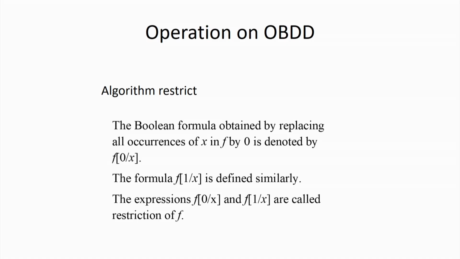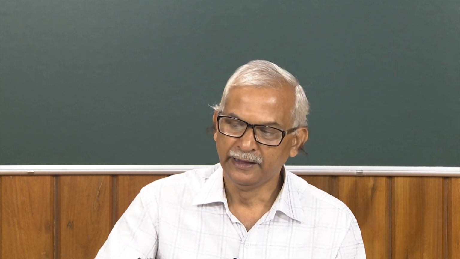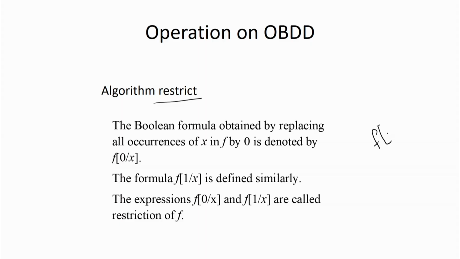One is known as the restrict algorithm, which is basically the restrict operation. It says that the Boolean formula obtained by replacing all occurrences of x by 0 is denoted by f x 0. That means, I am going to evaluate the function f just by putting x equal to 0. Similarly, I can evaluate the function by putting x equal to 1.